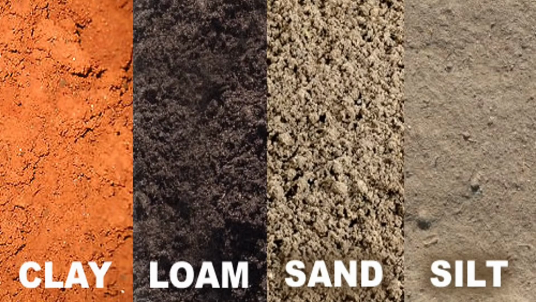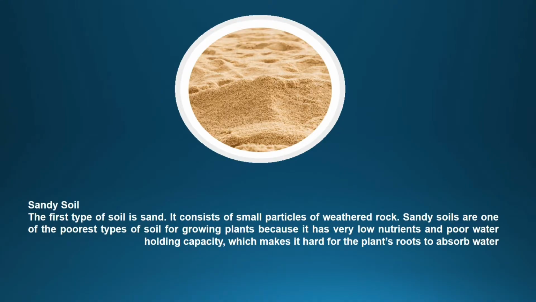The first type of soil that we are going to be talking about is sandy soil. It consists of small particles of weathered rock. Sandy soil is one of the poorest types of soil for growing plants. Do you know why? I will tell you: because it has very low nutrients and poor water holding capacity, which makes it hard for the plant's roots to absorb water.